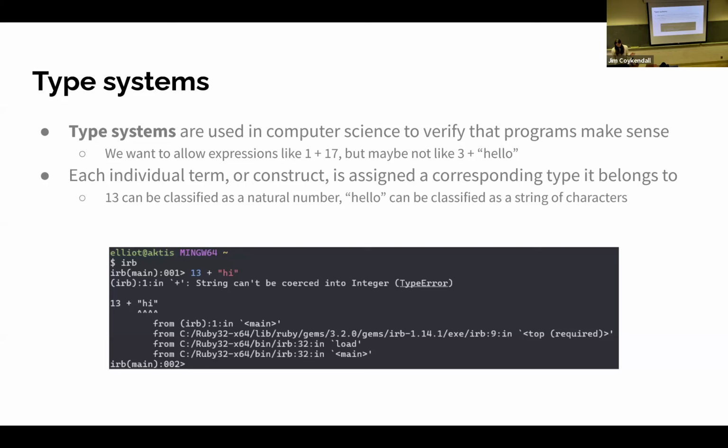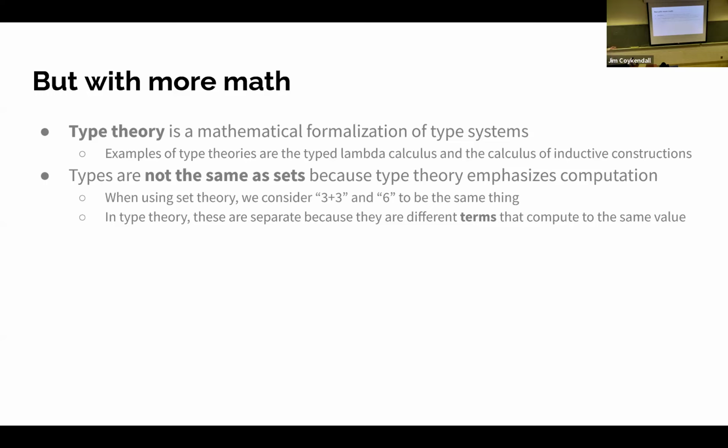So we're going to take that and make it more mathy. Type theory is what you get when you take that idea and, instead of doing it in computers, you do it with math. You formalize this notion of a type system. There are different examples of type theories, like the typed lambda calculus and the calculus of inductive constructions, not math 1080 calculus, dare I say. This is not the same as set theory, for reasons that, to be completely honest, are still a little bit beyond me. It's still kind of arcane, but has to do with this notion of computation.